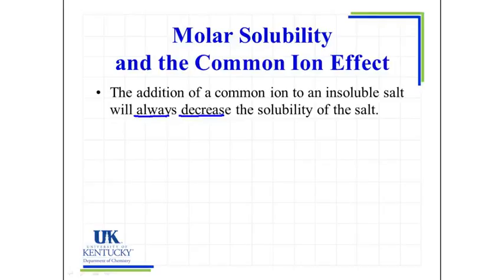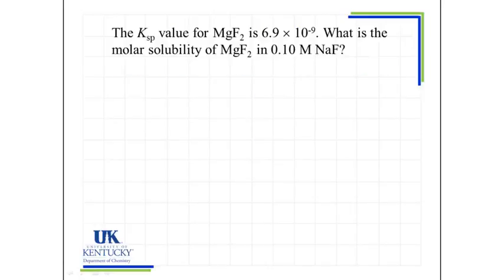Now, it's important for you to understand that it does not change the KSP. KSP is the solubility product, and it's a constant, so that's not changing. But the S, the molar solubility, is decreasing as you add the common ion. So let's see how you work through one of these problems.